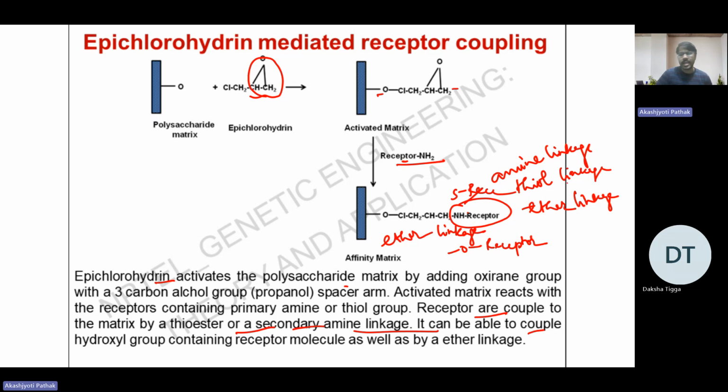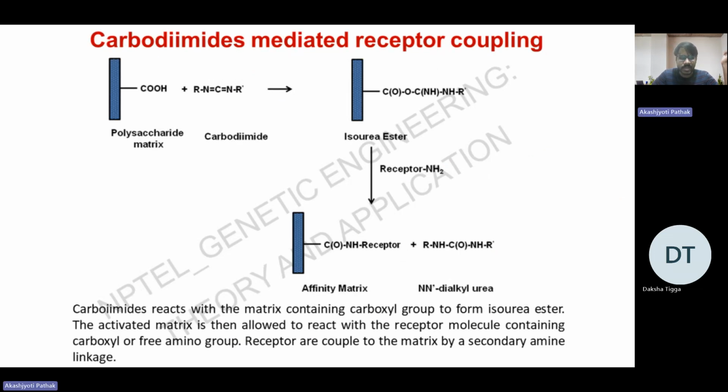So this is another branch of study where people do different types of chemical reactions. This is linkage chemistry you can do to immobilize your receptor on the matrix. Okay, ether linkage, amine linkage. So different reactions you can do, and you can get these types of immobilized matrices.